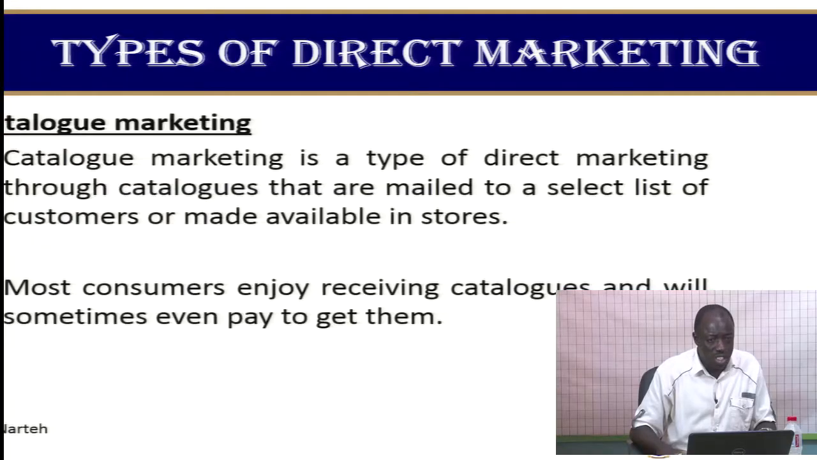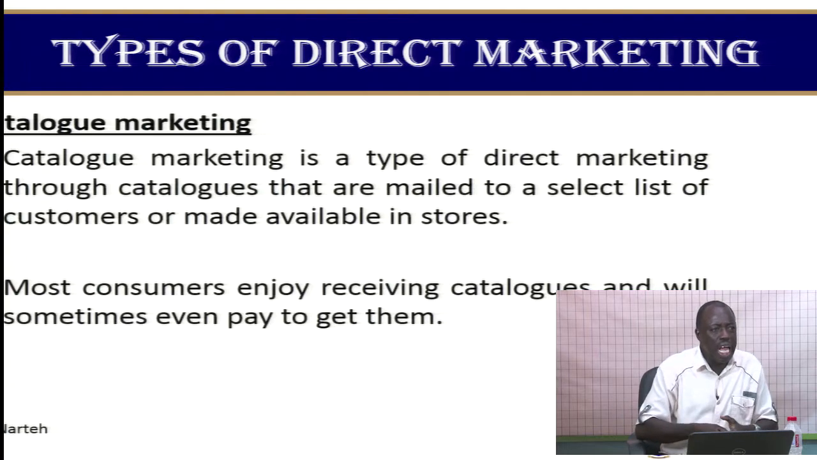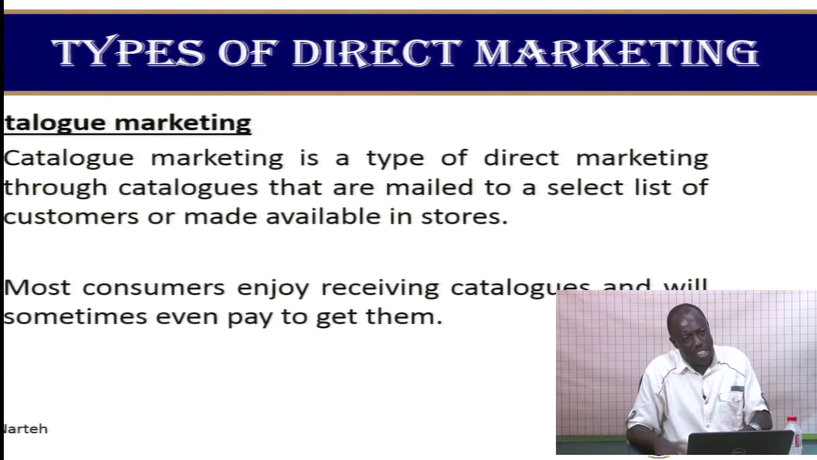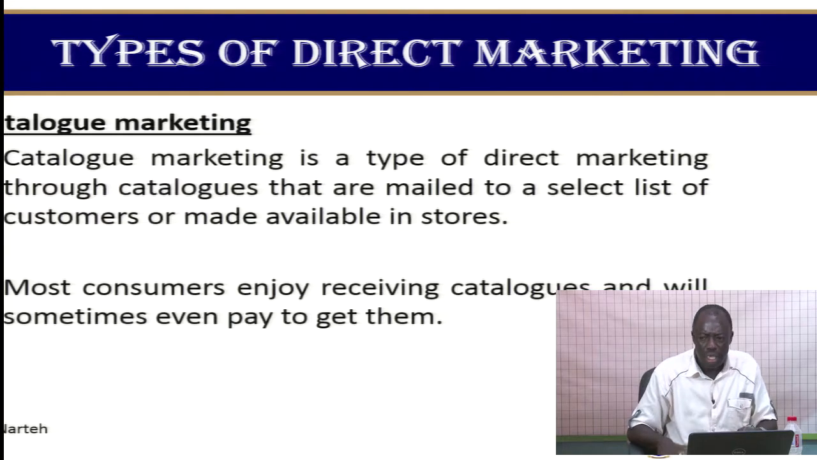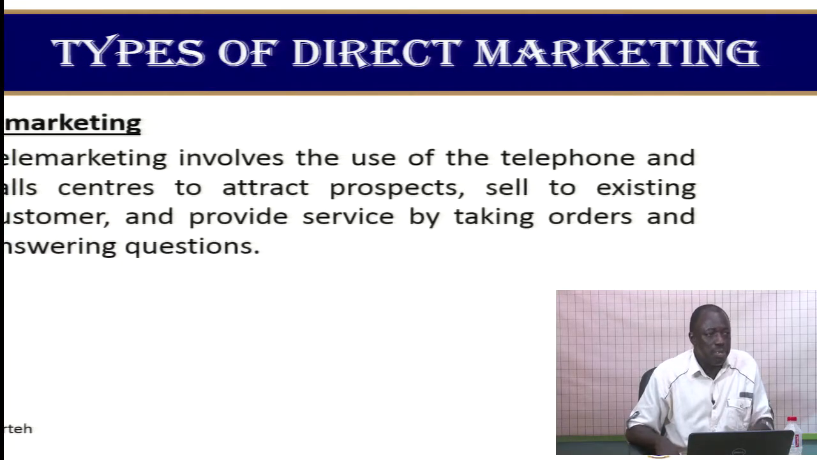You have catalog marketing. Some companies print catalogs which depict the products they're selling, include a lot of pricing information, and mail them to people. Once people receive these, they buy through the catalog. They are mostly used for selling clothes and other consumer items. Then telemarketing: people use the telephone to call customers and sell to them directly. That is direct marketing.